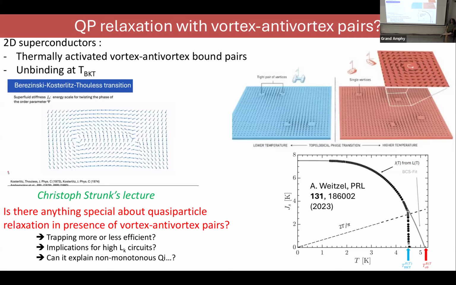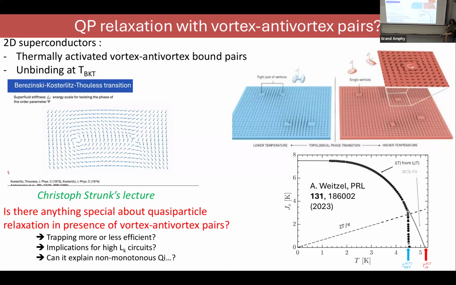Question: do we have an idea how long these excitations and relaxations take? So how long can this typical vortex pair exist? Good question. I don't know anything about that.